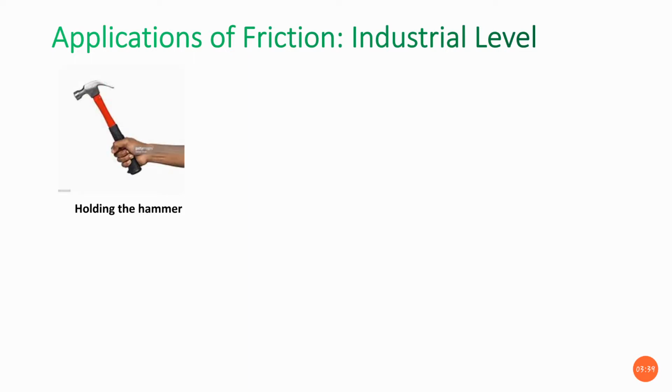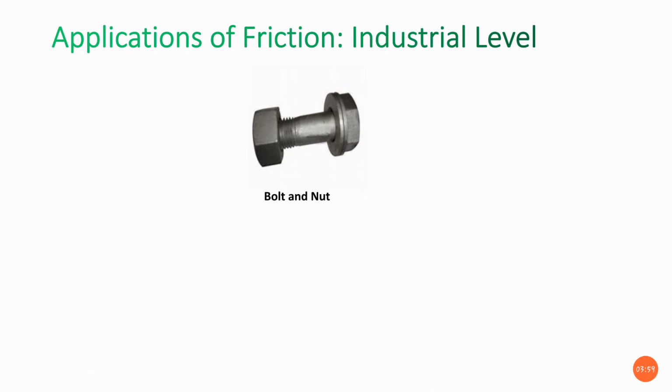In this case, this is holding a hammer. Can you see the grip between the hammer handle and the hand? A firm grip must exist to hammer anything. Here also the frictional force plays a vital role to get a good grip. The next one is a bolt and nut. In this case also the frictional force plays a vital role, and it must perform the joining of the two parts.